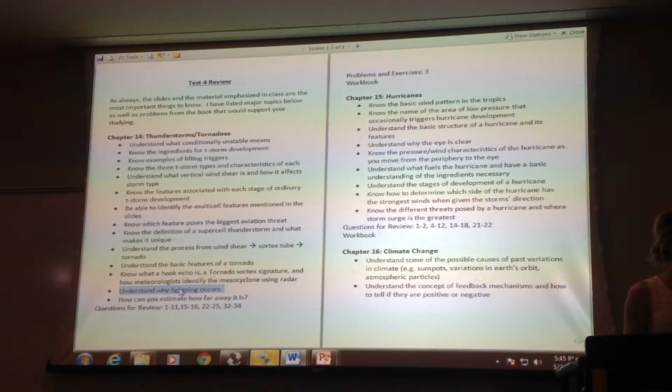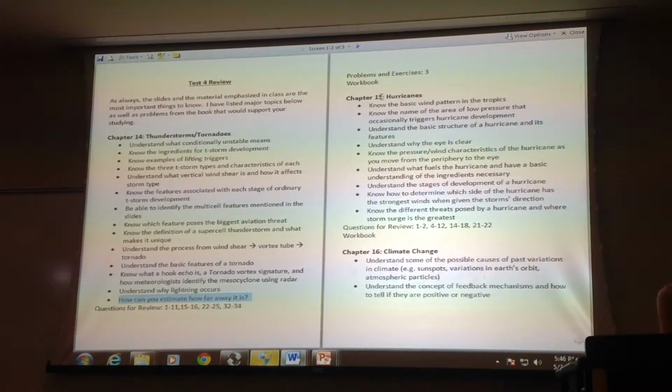Understand why lightning occurs. It has to do with charges and the separation of charges. And how can you estimate how far away lightning is? Do you remember the rule? 5 seconds for every mile. So if it was 10 seconds between when I saw the strike and I heard the thunder, it would be how many miles away? 2 miles. So remember that little conversion? Okay, I listed some problems to go through if you'd like.